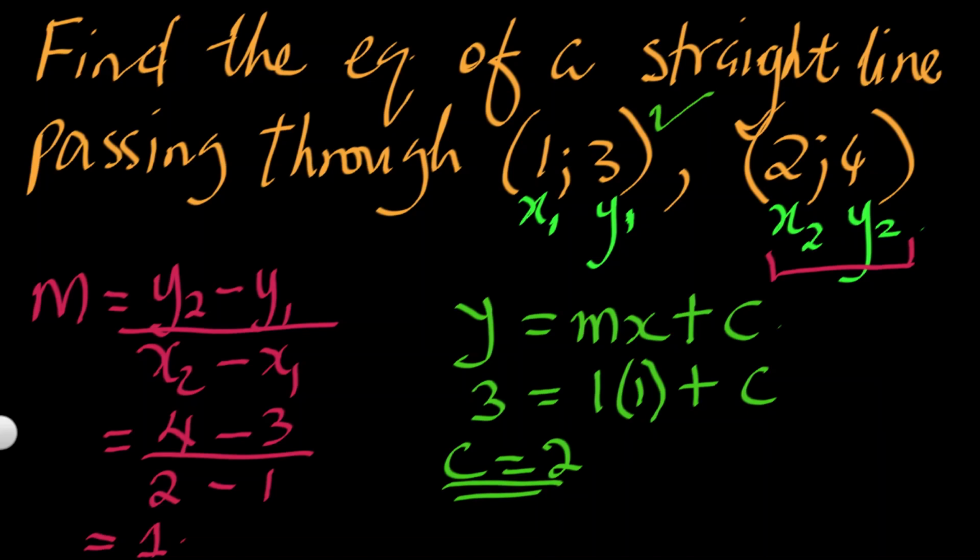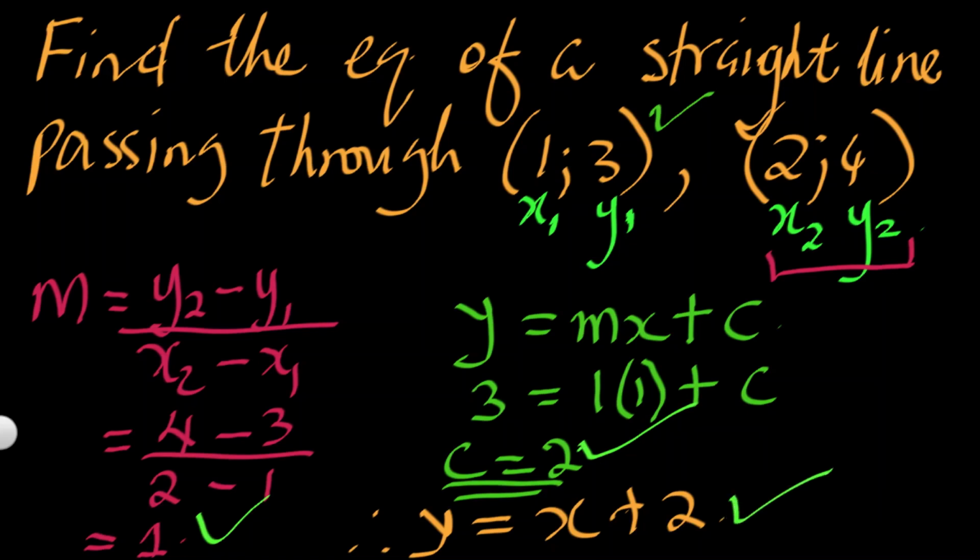Therefore, which is my final answer, y is equal to m, which is 1, x. We don't write 1. If it's 1x, we just write the x. So y is equal to x plus 2. This is my answer. In most cases, when we are marking this question, we give you some marks for getting the gradient. We give you some marks for getting the c, and obviously a mark for writing your final equation of the line. This is one way that you can do it.